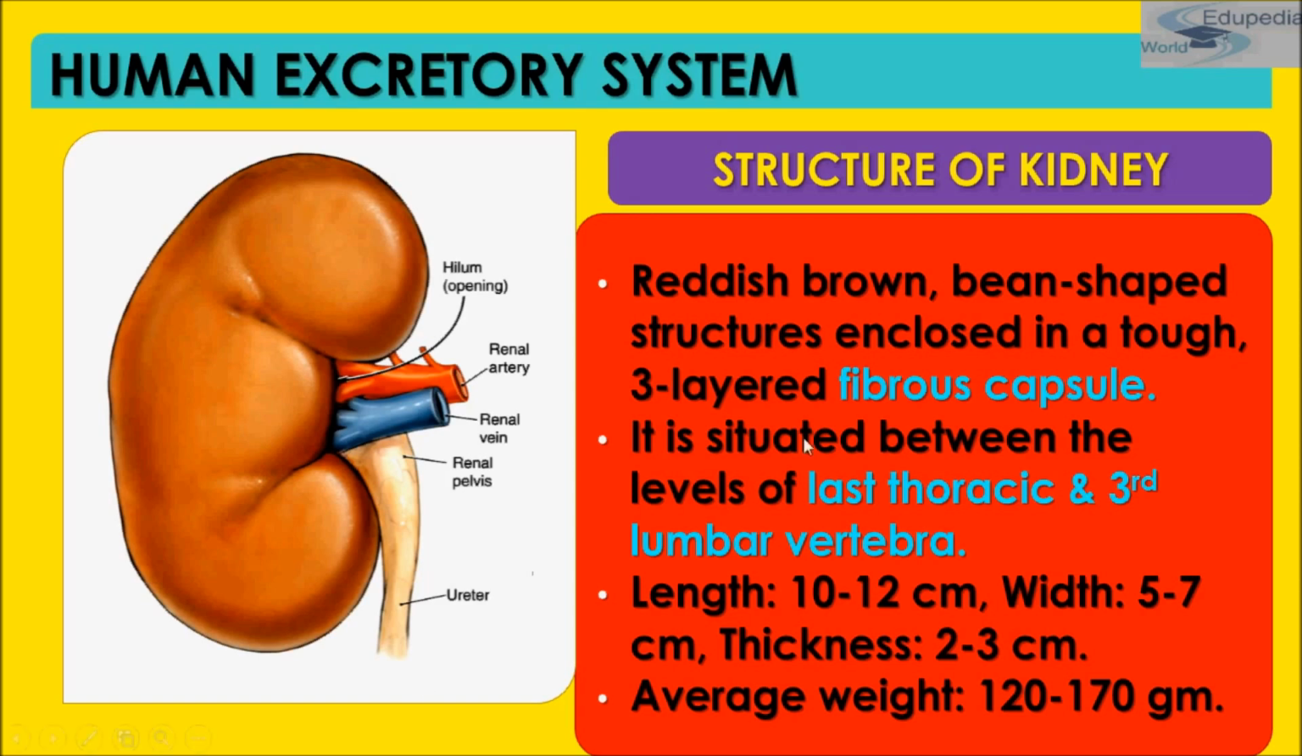A typical kidney has an inner notch-like structure, which we call the hilum, from where the renal artery enters and the renal vein moves out, and from there the renal pelvis comes out, which extends and forms the ureter.